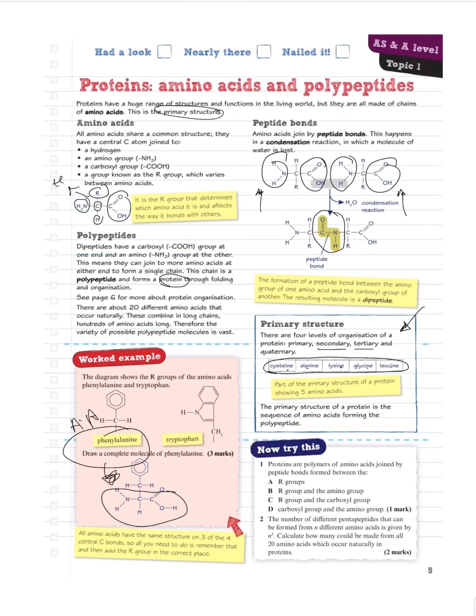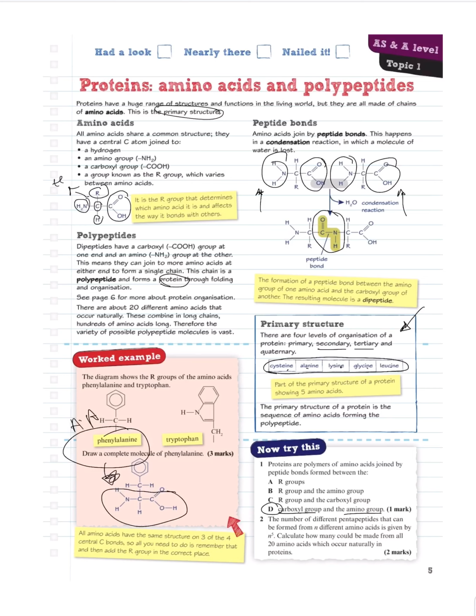Now try this. Proteins are polymers of amino acids joined by peptide bonds, and they are formed between A, B, C, or D. The answer is D. They're formed between carboxyl groups and amino groups.